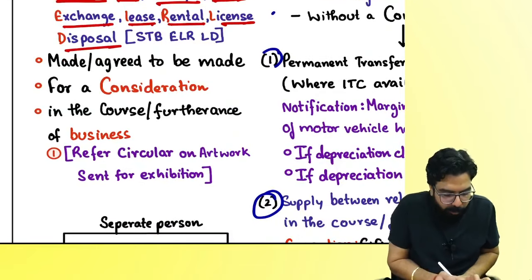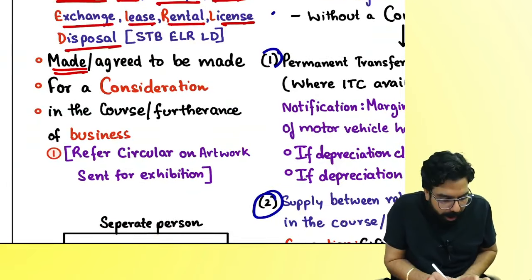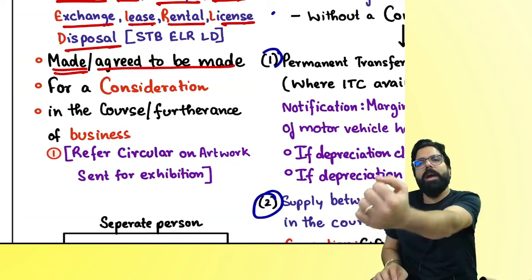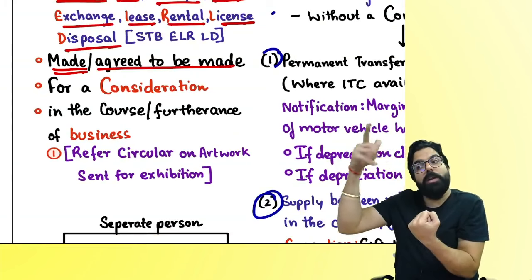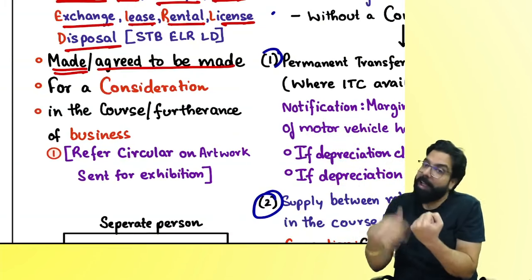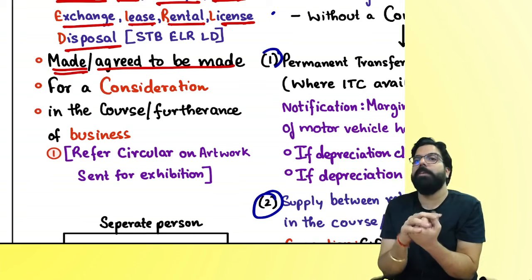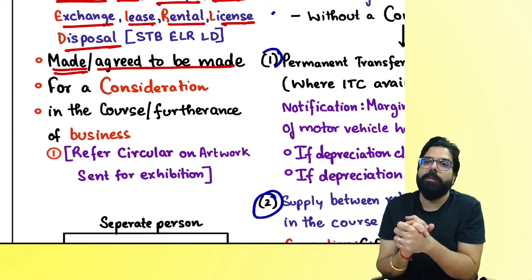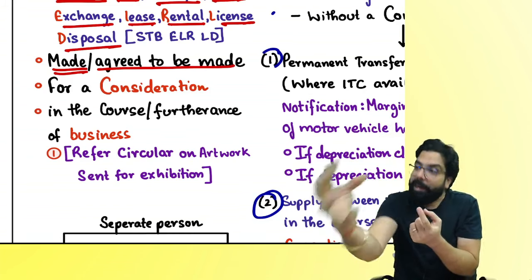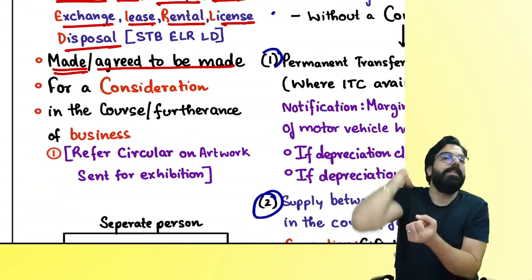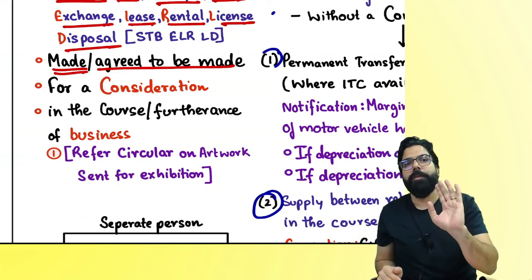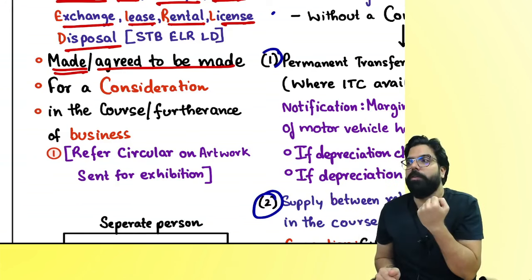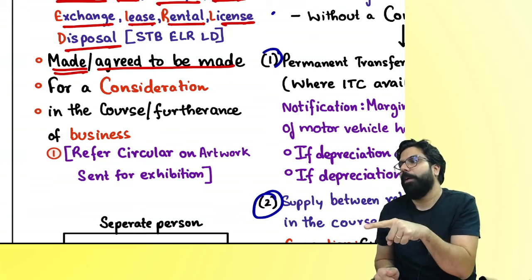But it should be done or agreed to be done. For example, you gave me money and I told you I'll give you the classes next month. Have I agreed to give you the classes? That is also coming in supply. You gave me the money and I gave you the classes immediately. That will also come. I took advance and told I'll give you the classes next month. That will also come in supply. So if I take an advance, that will also come in supply.